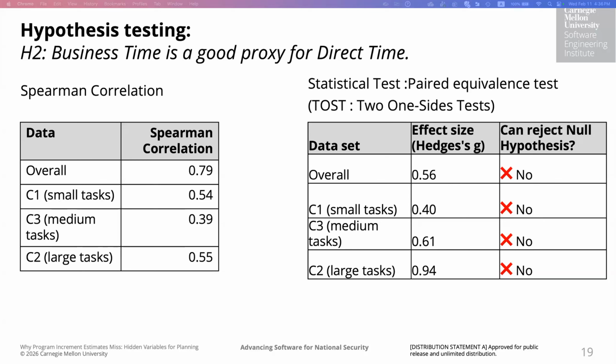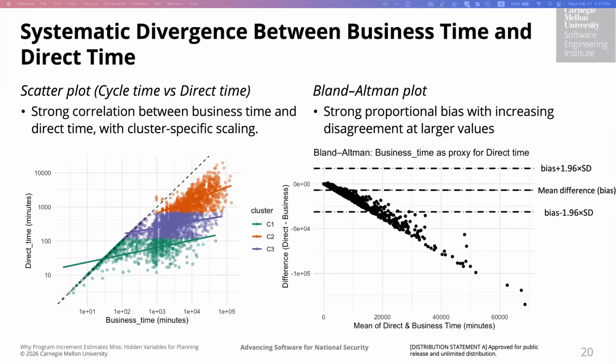For medium tasks, however, they frequently span different weeks, basically, right? So that introduces some higher variation. So what we see over here is that business time removes some structural bias, but it does not eliminate the disagreement. It does not meaningfully improve its interchangeability with direct time.